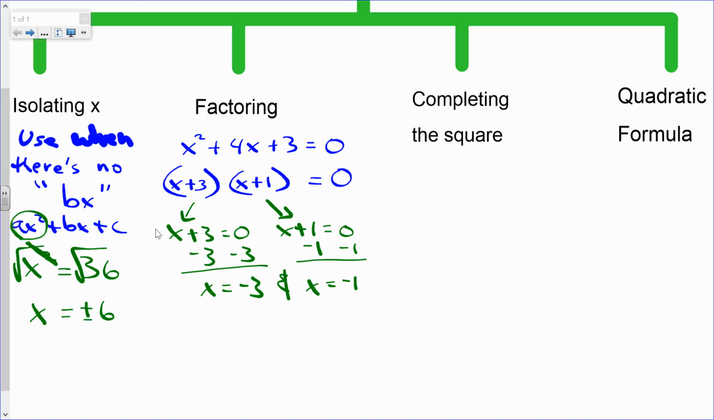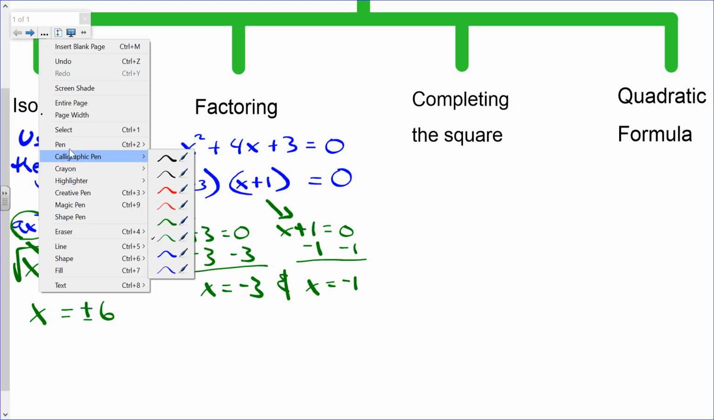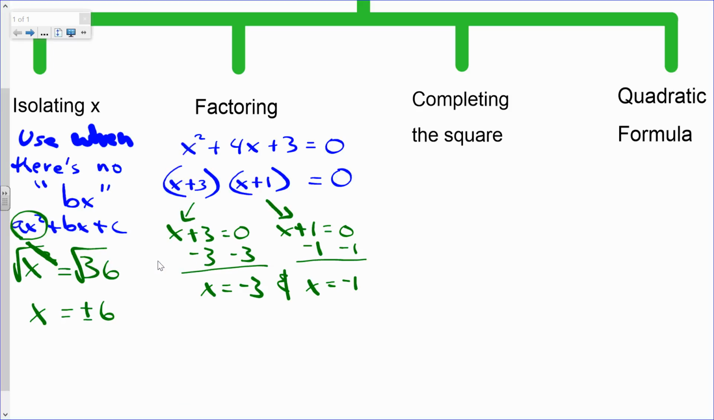Do it. Third method, you're no stranger to the third method. We've been doing that for the past 2 days. I'm going to use the same equation for the third method right here. Watch. The same equation as for factoring, we're going to do it with completing the square. Look at x squared plus 4x plus 3 equals 0.